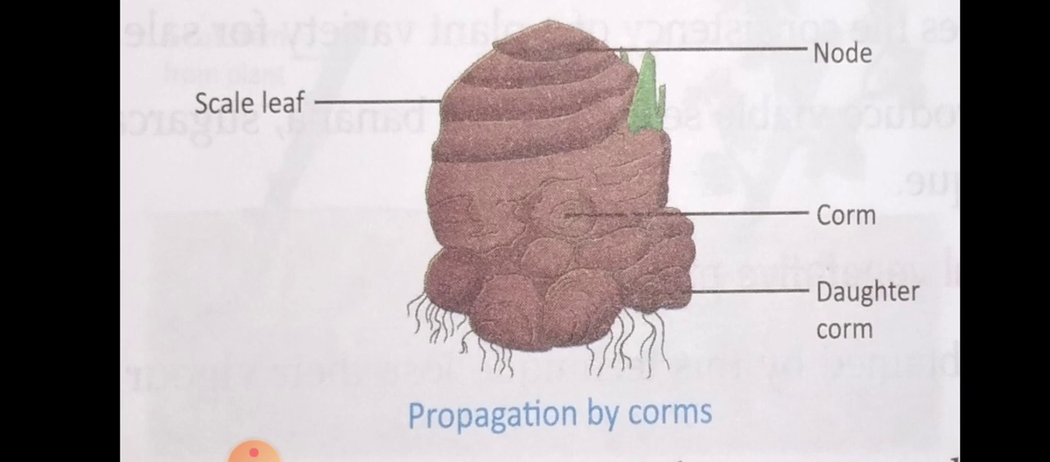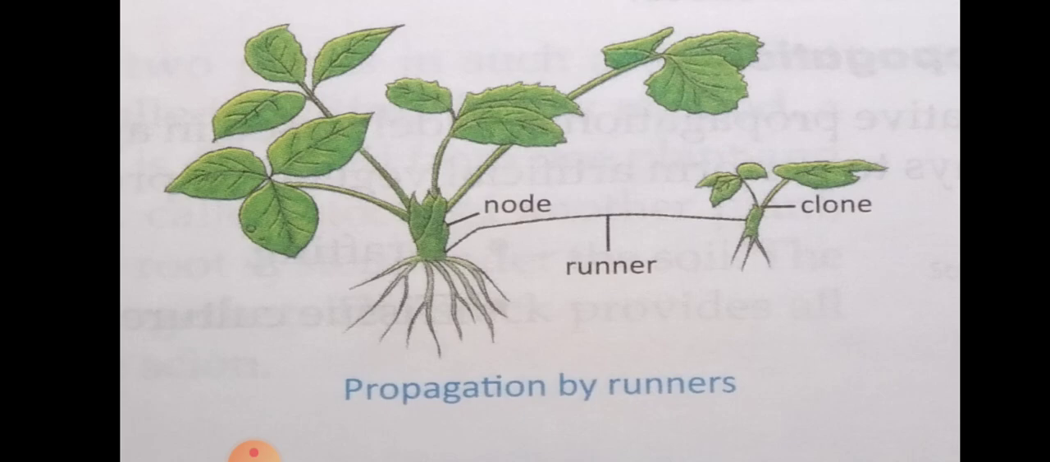Vegetative propagation by runners. The long stem of a plant such as strawberry grows above the soil. These are called runner or stolon. The buds present on the runners grow into new plants. You can see in the picture the propagation by runners, how from the roots the runner is getting into a small clone. So the long stems of plants such as strawberry grow above the soil. These are called runner or stolon. The buds present on the runners grow into a new plant.